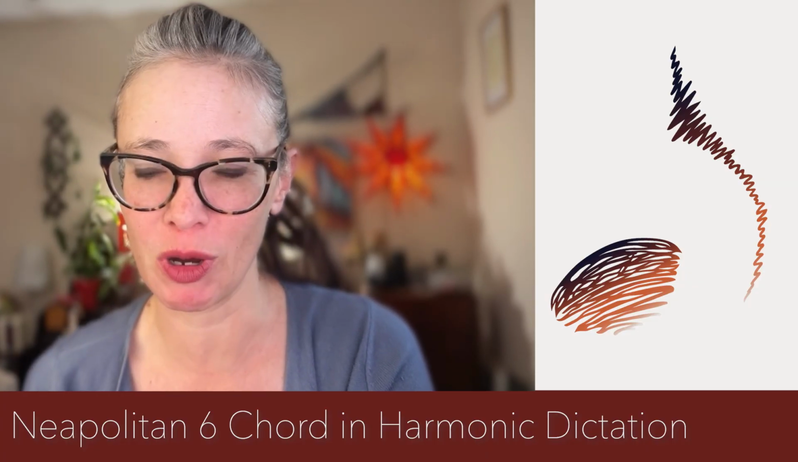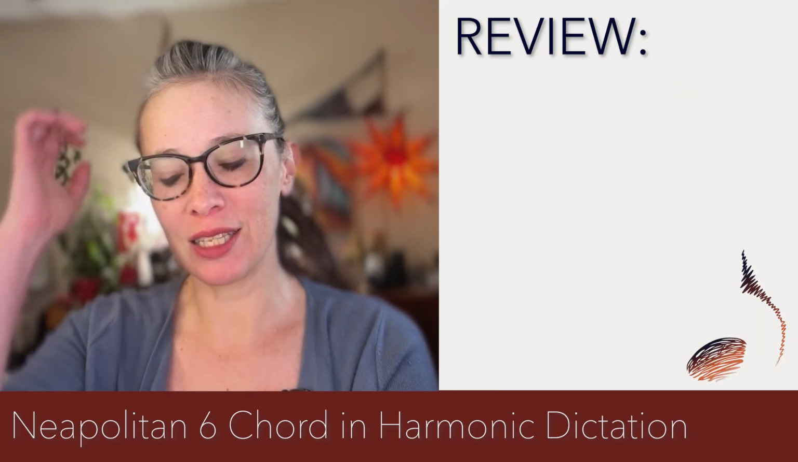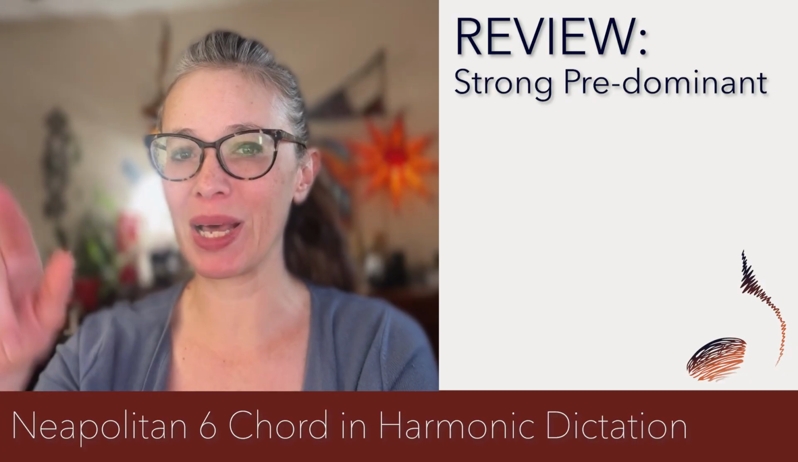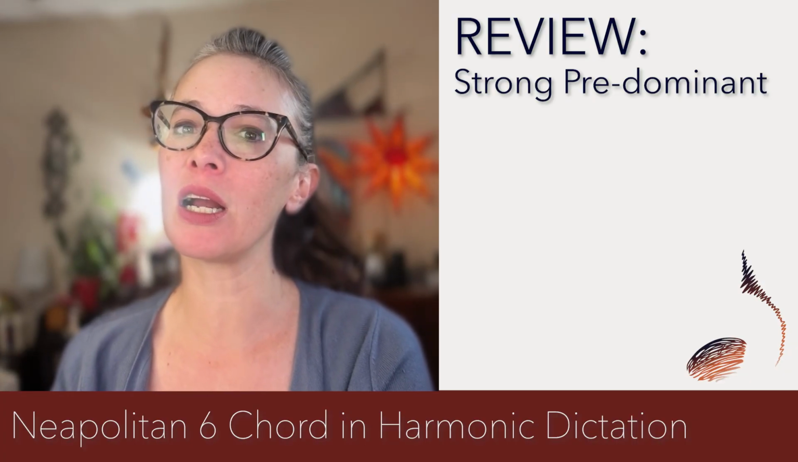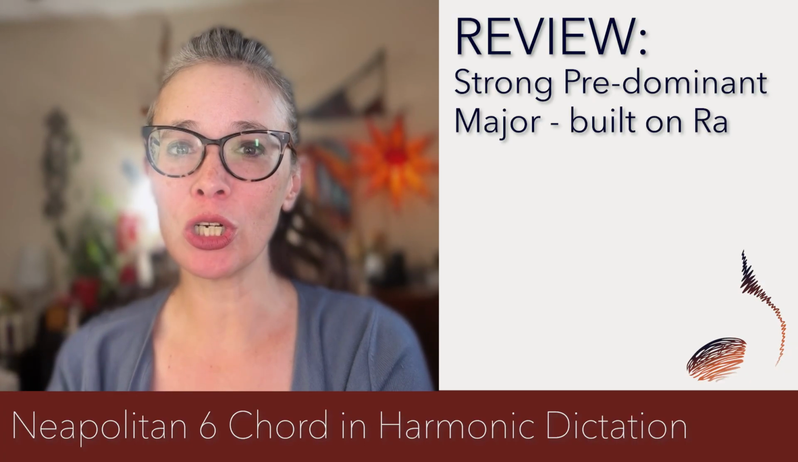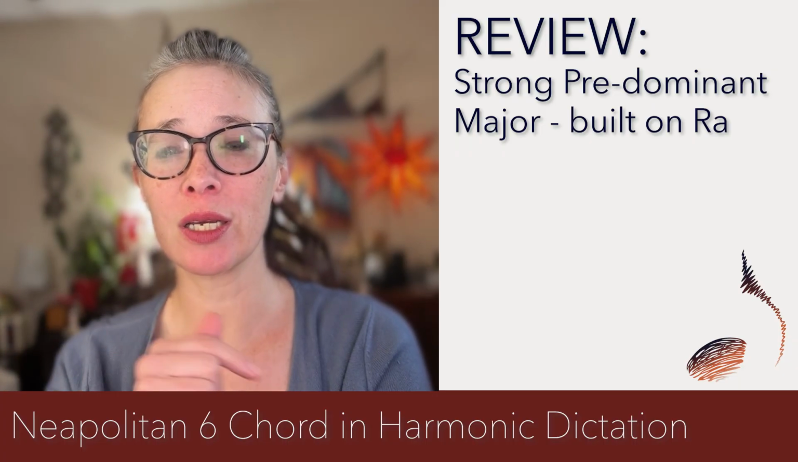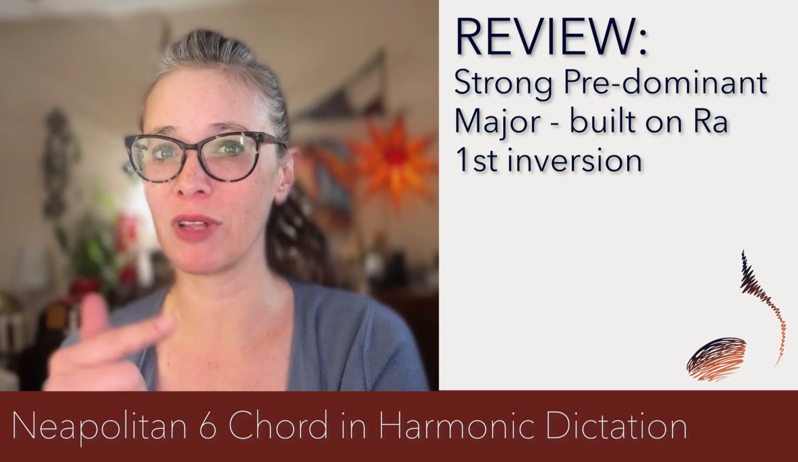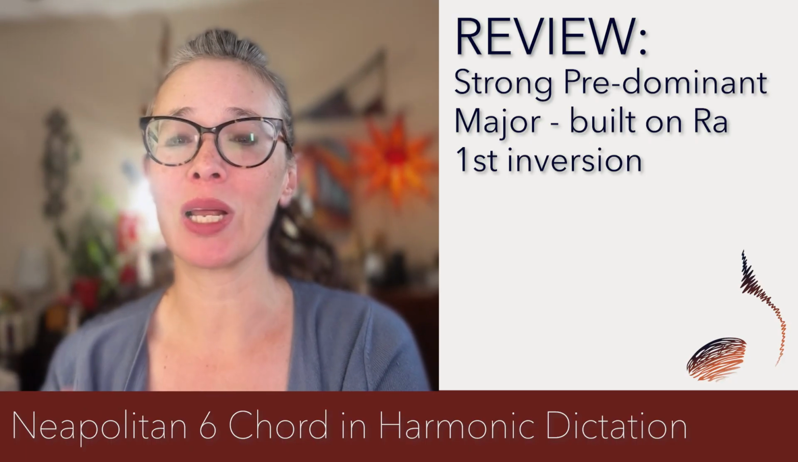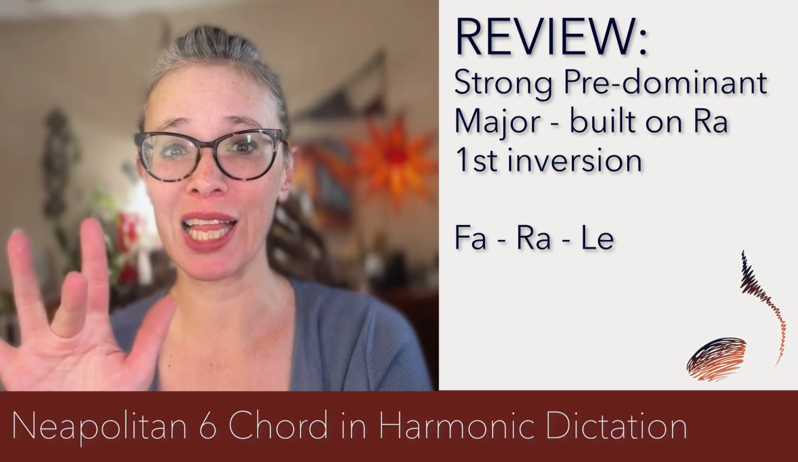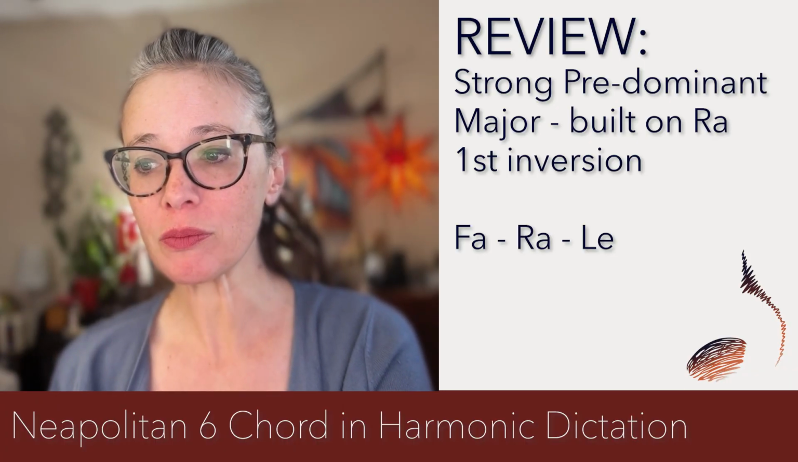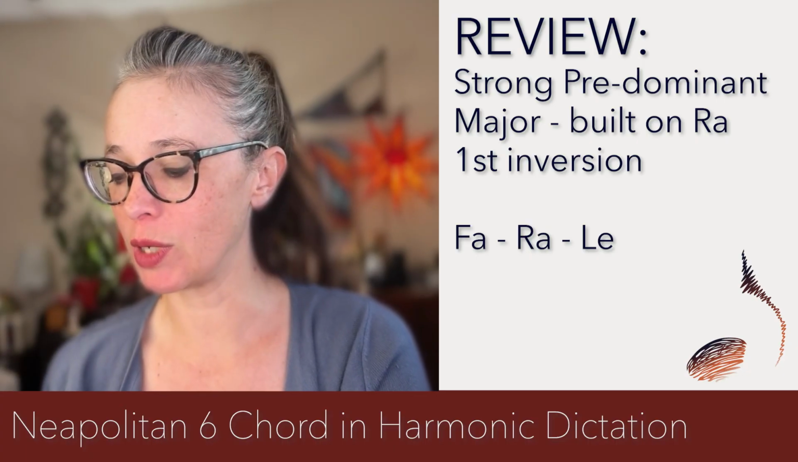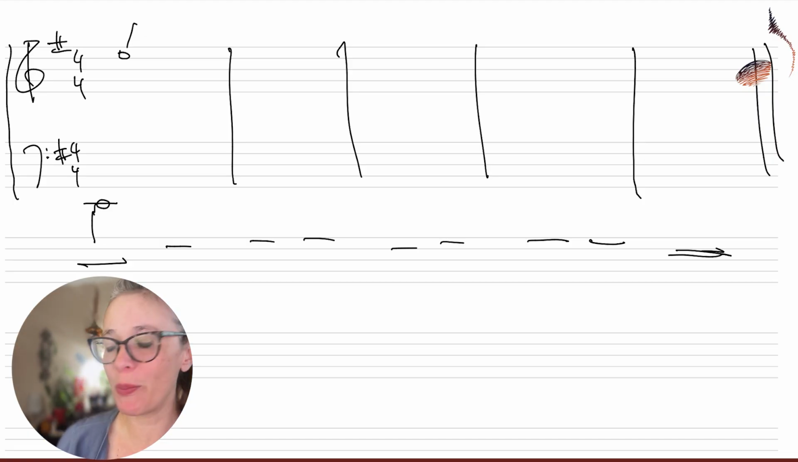Because we're just going to skip over everything, except that the flat 2-6 is a strong predominant. One of the strongest is going to come last before the dominant section if it's there. It is a major chord built on the lowered second scale degree, and it is typically found in first inversion, thus flat 2-6. So it has fa in the bass, so it's ra, fa, le. That's important if you're in major. And the resolution is very careful, and we'll take a look at that as we go. Okay, so let's jump in.